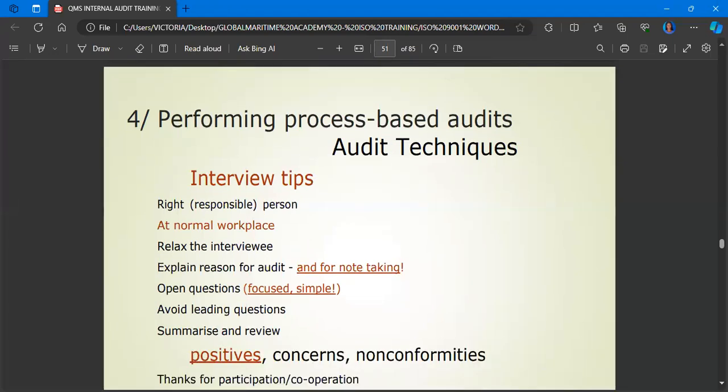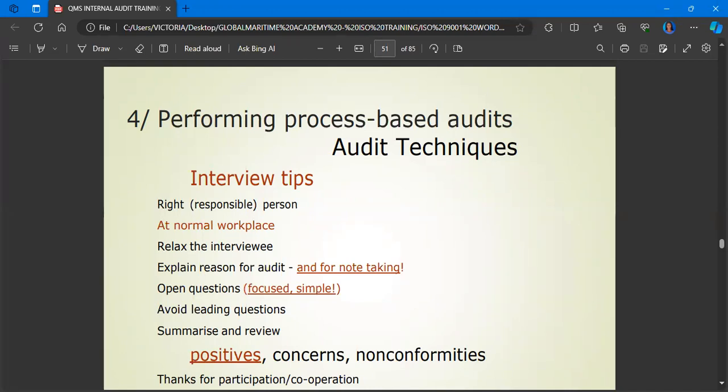Explain reason for audit. Well, by the time you get to the staff room, to the office, to the place where you want to conduct the audit, you have to explain to them the reasons for the audit. What is the objective of the audit? You have to let them know that it's not a fault-finding exercise, but rather an opportunity for improvement. And it is something that is focused on the process, not on the individual. Management system audit is focused on the process, not the individual.